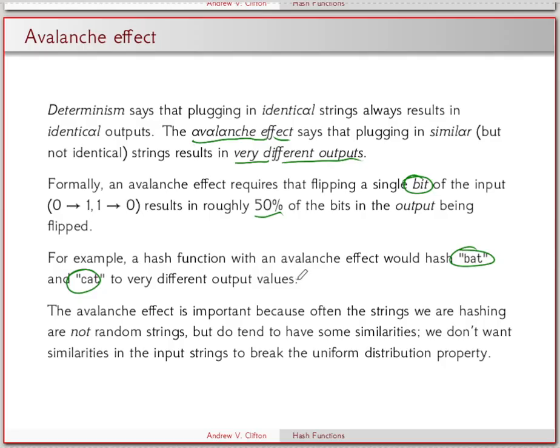And the avalanche effect is important because a lot of times the strings we're hashing are not random strings. They're strings that have some similarities. Maybe they're people's names, or maybe they're the names of variables in a program or something like that. So they will tend to have similarities in them, but we don't want similarities in the input strings to break the uniform distribution property that we talked about earlier.